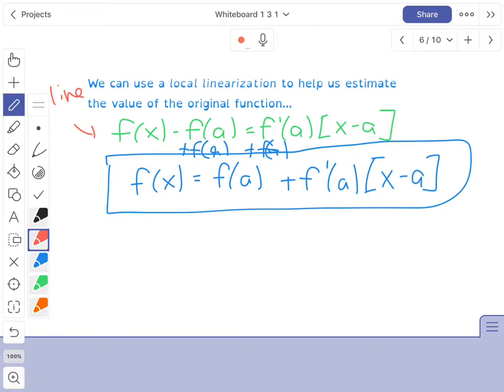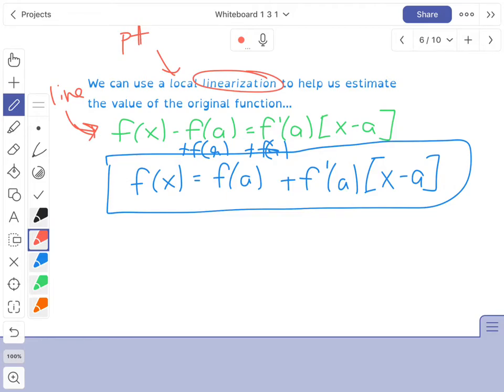So we've used a local linearization, meaning we started at some local point, and we looked really, really close to it. Think of local as one point compared to global, which would mean the entire graph. So we're looking at one single point, and at that point we noticed that we could just estimate the curve with a line. So we wrote the equation of that line right here.